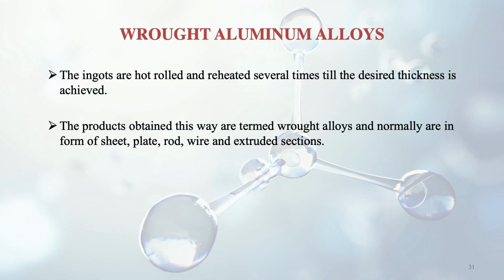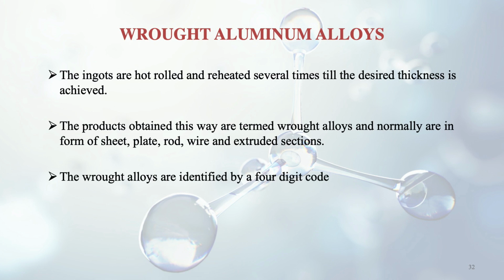The products obtained this way are known as wrought alloys, and they are normally in the form of sheet. Because we were using the rolling process, obviously they will come in the form of sheet or plate or rod or wire and extruded sections.